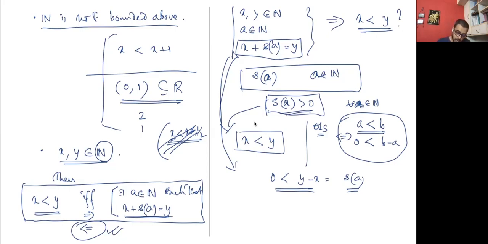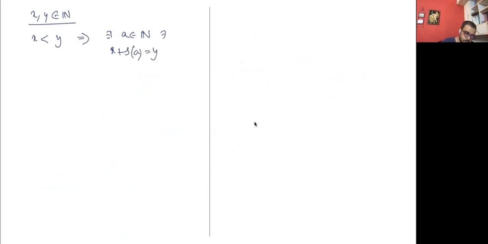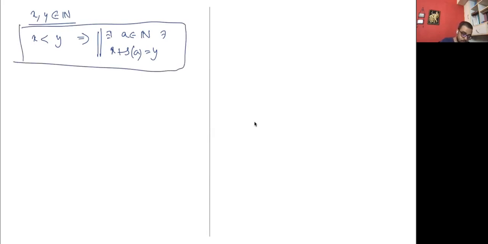And the other direction. The other direction is the following: if x, y belong to N, then x less than y implies there exists an element a such that x plus S of a is y. Now the way we'll prove this is the following. We want to show that this happens for every pair of elements in N.